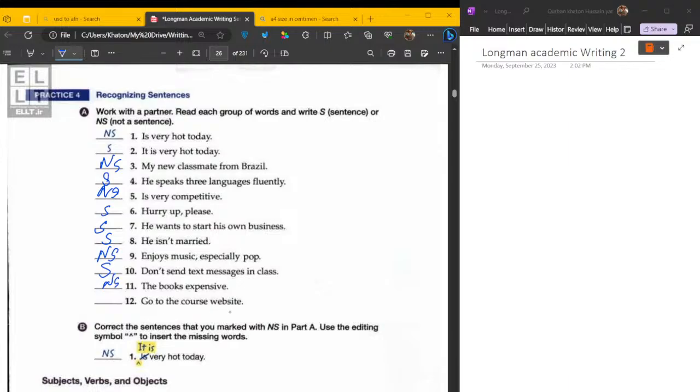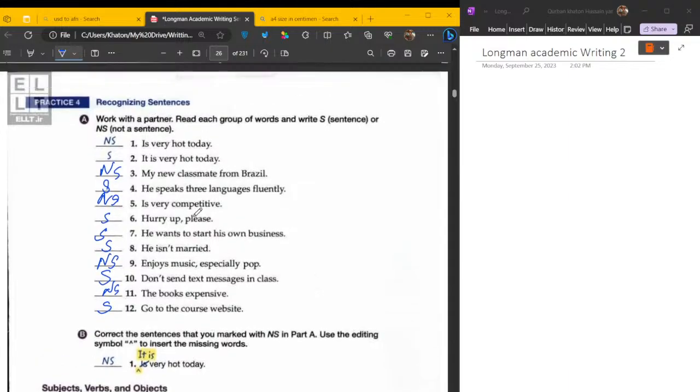Go to the course website. This is a sentence. Okay, so go to the course website. Is this a full sentence? The idea feels incomplete. Go to the course website and then what? So the idea is not complete. This can be a sentence as well sometimes.